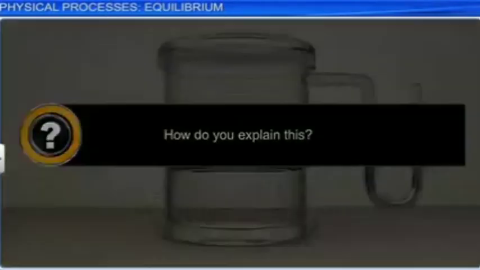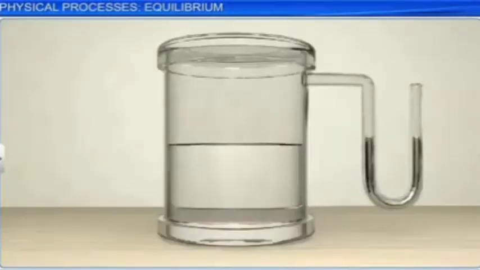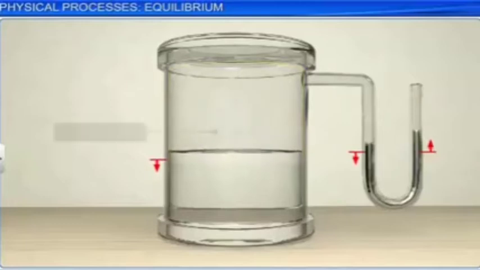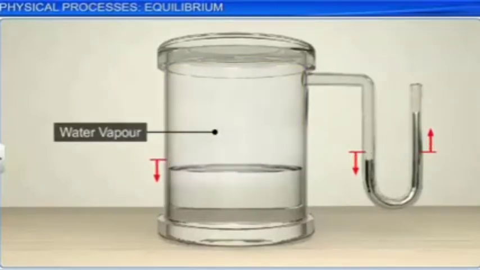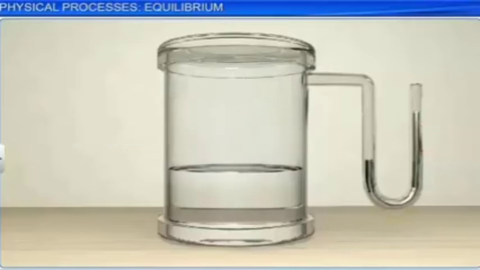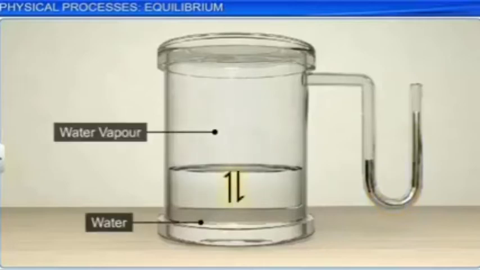In the beginning, there is no water vapor present in the vessel. After some time, water evaporates and the pressure inside the vessel increases, which is indicated by the increase in the level of mercury in the manometer. After some time, the level of mercury in the manometer remains constant, indicating that the state of equilibrium has been attained between water and water vapor.